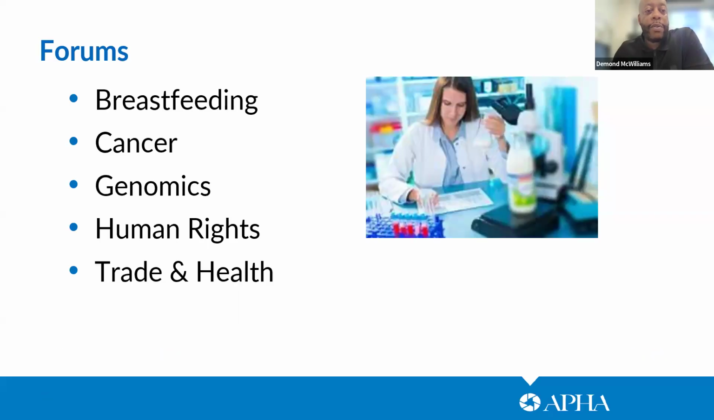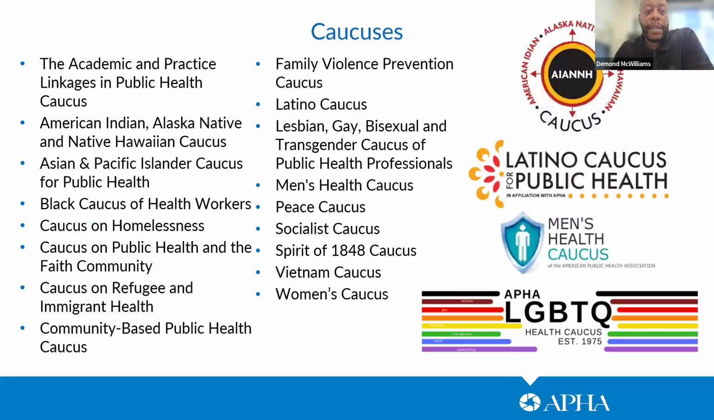Also, we have 5 forums. As you see, these are the topic areas. You can join those as well. Those are not part of your 2 sections you get to choose from. And the same goes for the caucuses. So you can see the different areas of interest.